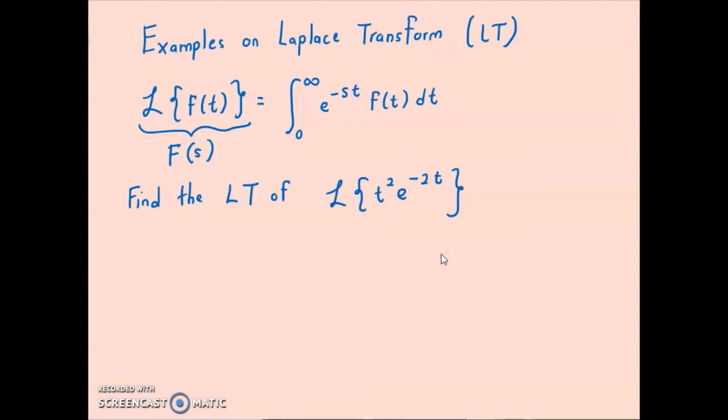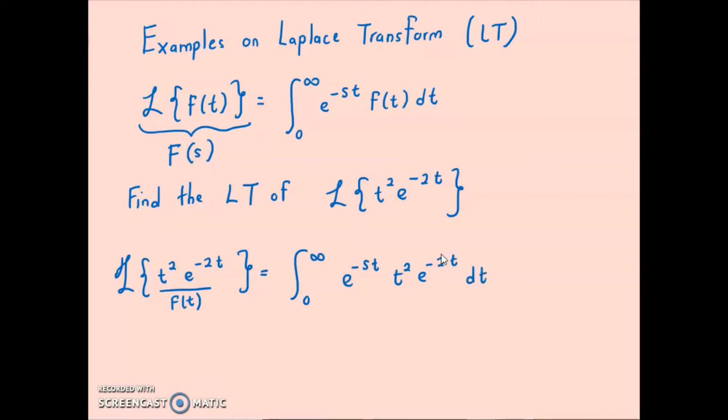So let's do the definition first. The Laplace transform of t squared e^(-2t). By the definition, this is my f(t) now. So I have the integral from 0 to infinity of e^(-st), and f(t) is t squared e^(-2t) dt. Okay, this is just by the definition.